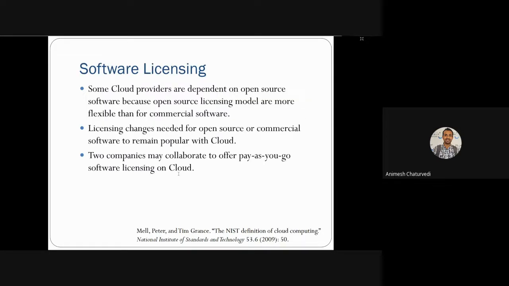Then software licensing. You have heard that software licenses are required. Similarly, some cloud providers provide software based upon commercial licenses. There are various software which are open source dependent, but still open source licenses have some models and have some flexibility compared to commercial licenses. So it is preferred to use open source software and not proprietary software, so you don't have to worry about licenses. Open source software is better than commercial software.